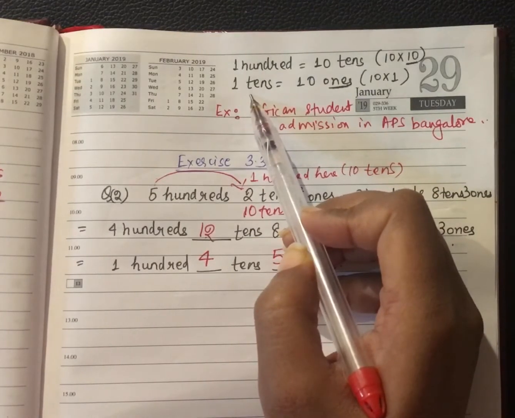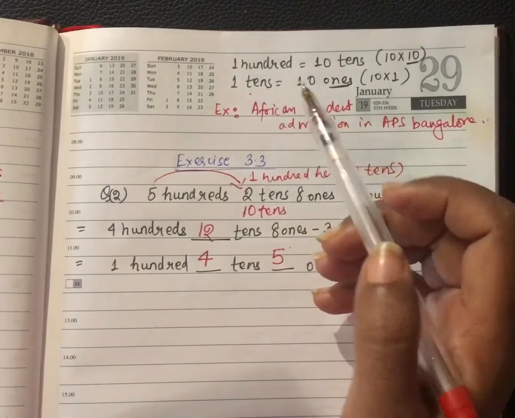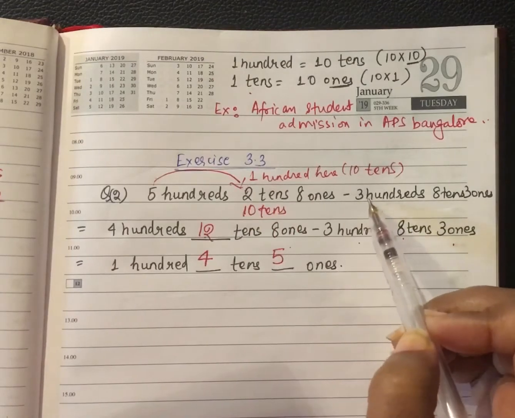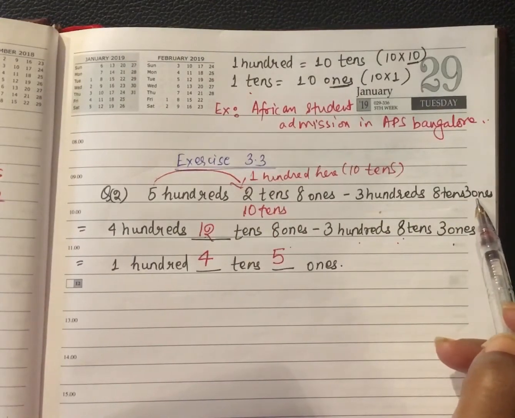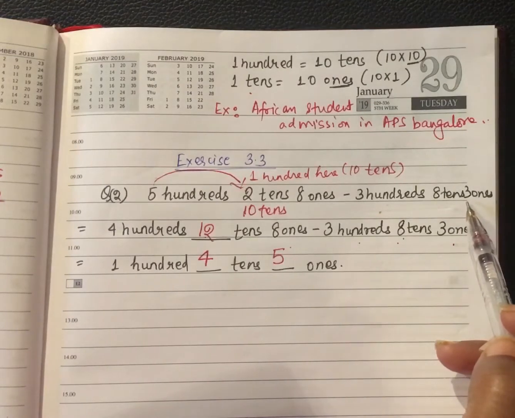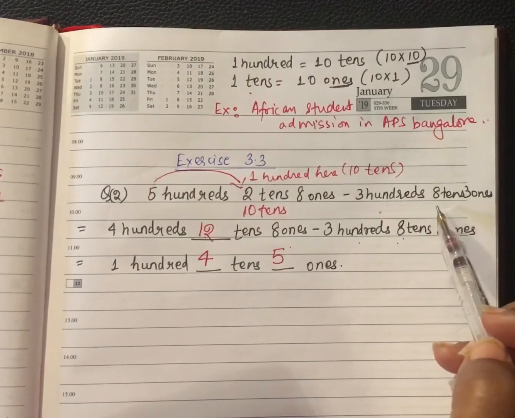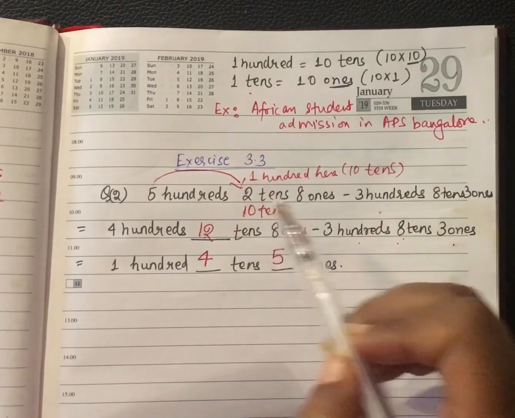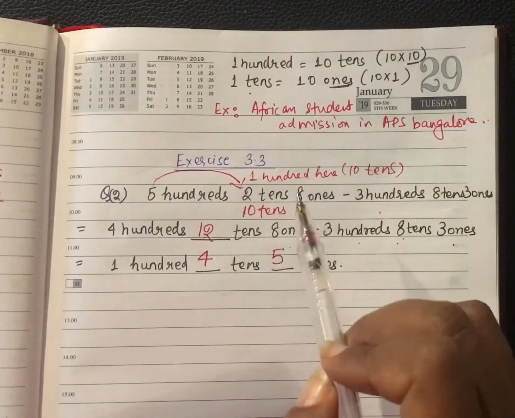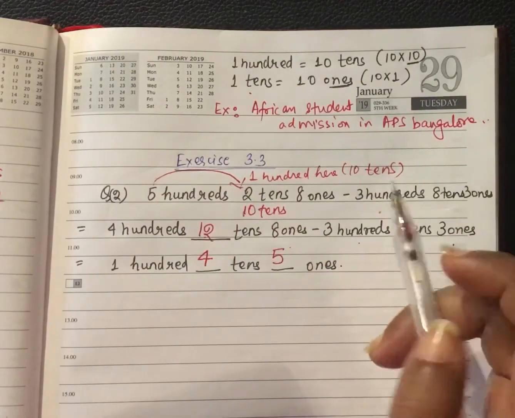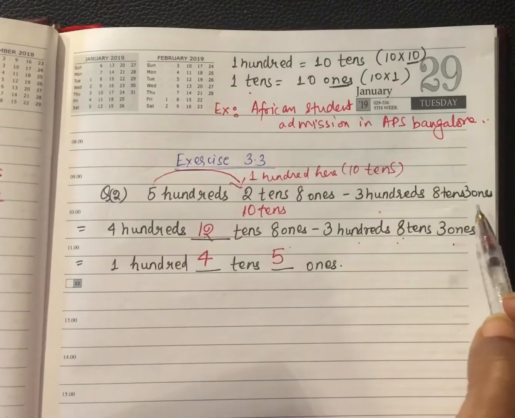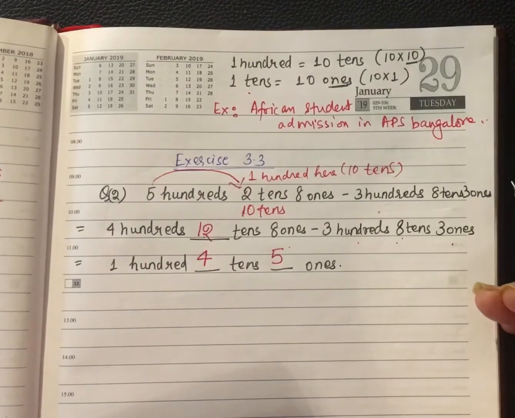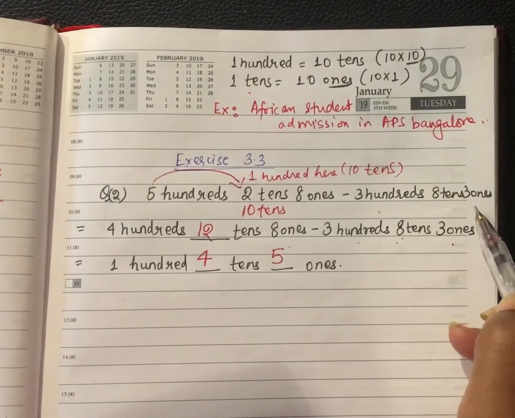So students, now let us look at the problem. Okay, so here 5 hundreds, 2 tens, 8 ones, minus 3 hundreds, 8 tens and 3 ones, right? So in order to do the subtraction of such problems, we need to make sure that we are subtracting the smaller number from the bigger number. This is the basic rule of subtraction, right? Also, we need to start the subtraction from the extreme right place, that is ones place, like we did in the addition too, right?